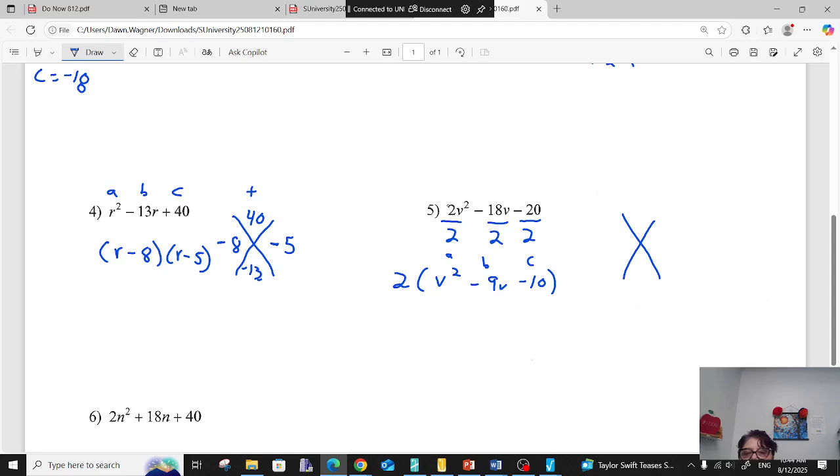I divided these 2 by 2 is 1. I'm left with V squared. 18 divided by 2 is 9, and I have a V. And 20 divided by 2 is 10. You can't pull out any variables because this 20 had no variable in common.